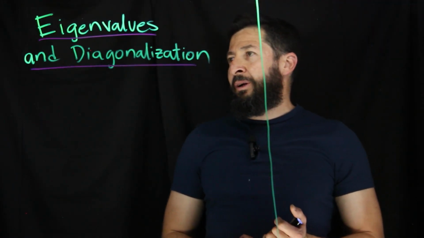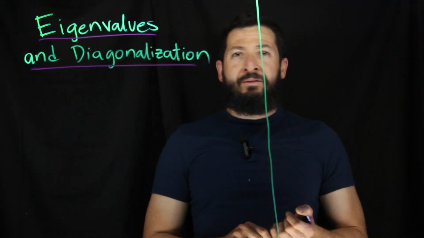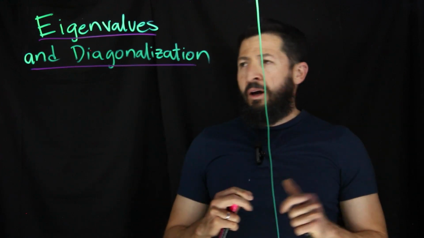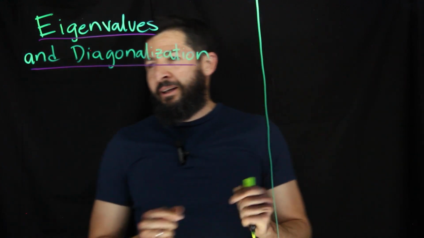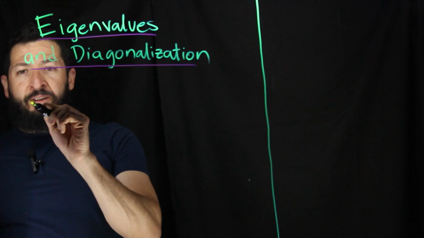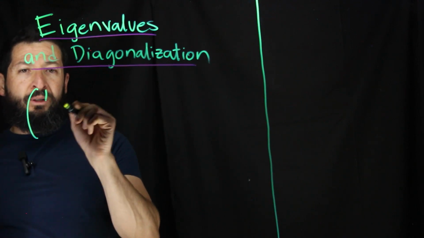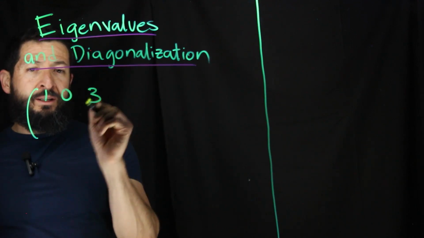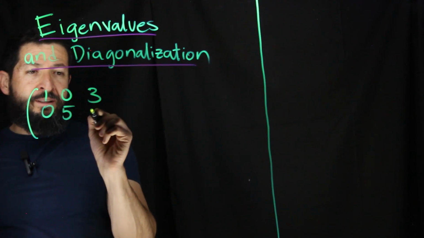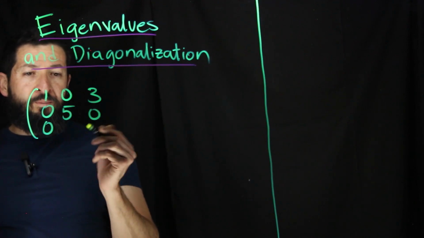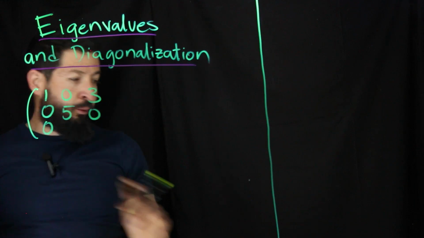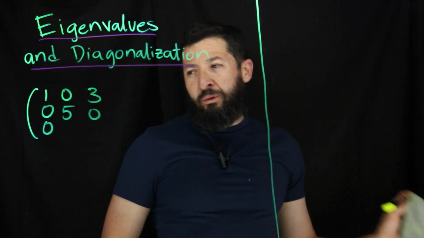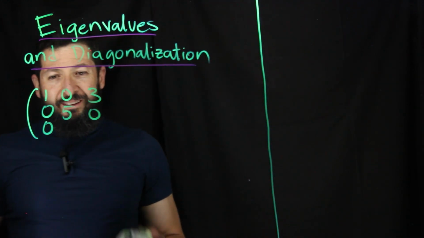Alright, so today I'm going to record a video on eigenvalues and diagonalization. Some of you have been requesting that, so let's start with a matrix. I'm going to start with an easy one. So 1, 0, 3, 0, 5, 0, 0. No, I don't want a 0 there. I'm going to do an even easier one. Well, if I do a 0 there, that's too easy.